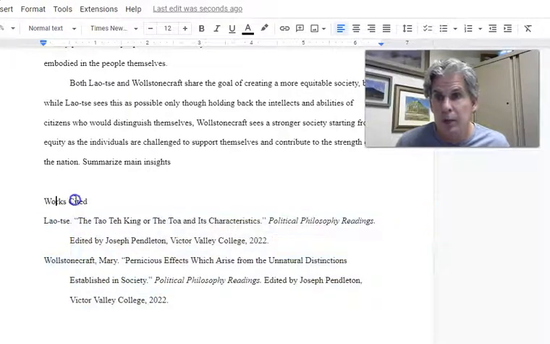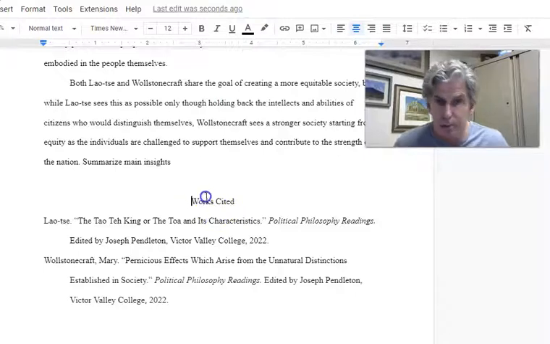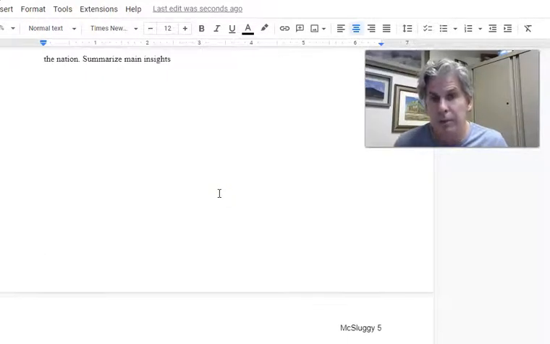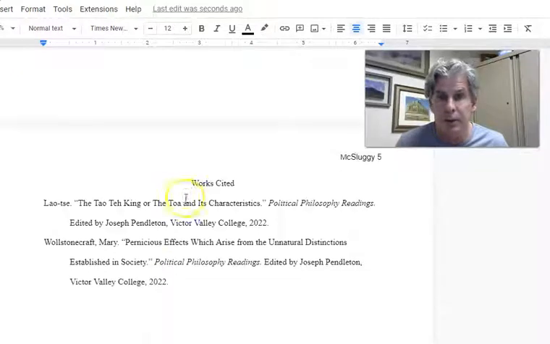Get works cited centered. You guys know how to do that. Don't use the space bar. Don't do that. You're officially supposed to hit Control Enter and put this on a separate page. And that's what it looks like.